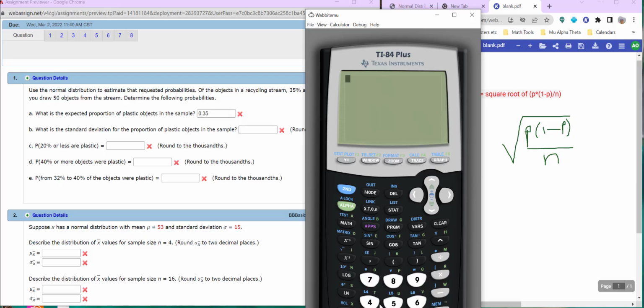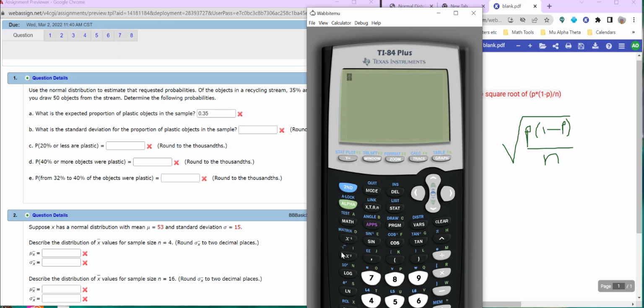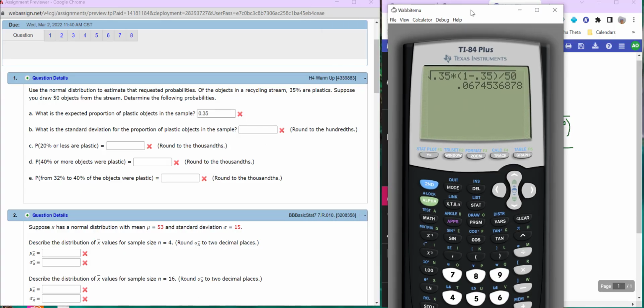So I'm going to take p is 0.35, but first I've got to do the square root, which is second square root 0.35 times 1 minus 0.35. So you don't have to subtract it, you can just go 1 minus. Close the parentheses and then divide by our sample size, which is 50. N is 50 in this case. All right. Hit enter. And I'm going to say it's 0.067. It's like 0.07, but I'm going to say 0.067.